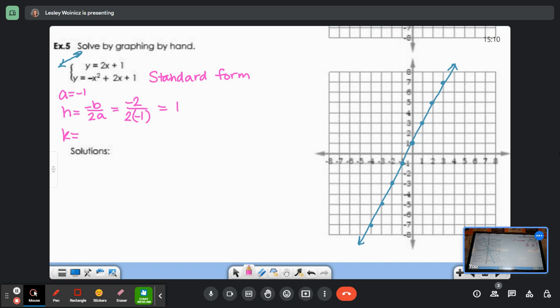Okay, now that we know the H, which is an input, how do we find the K, which is the output? All the marbles! Congratulations! Bold answer. We have to plug it in into the function rule. Because the H is the X, the K is the Y, right? So the opposite of, don't forget your parentheses, 1 squared plus 2 times 1 plus 1.